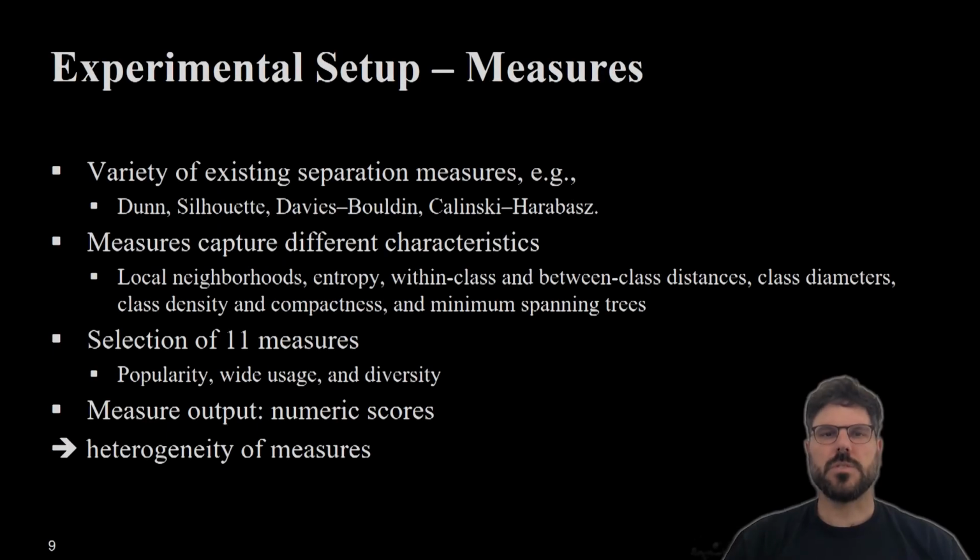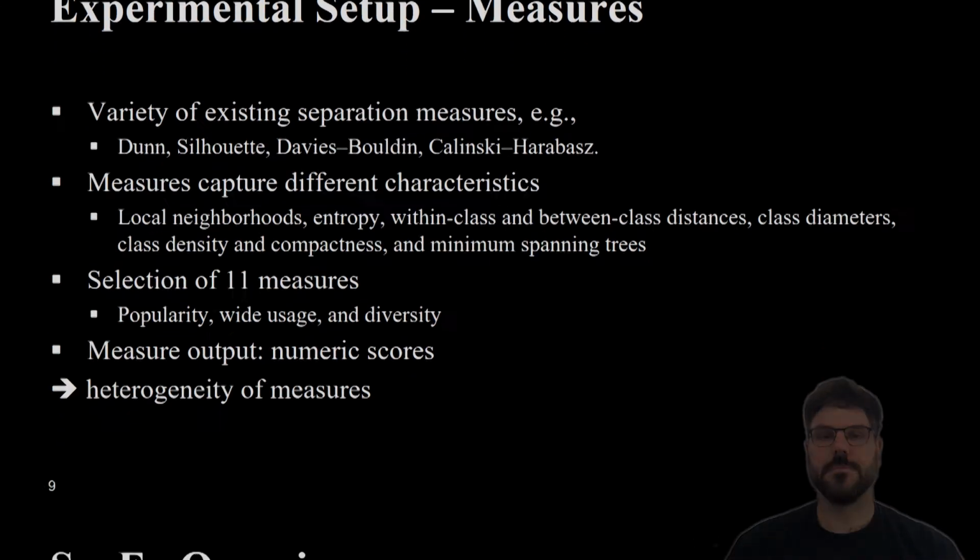A large set of separation measures has been proposed in the past. They differ by the characteristics they seek to capture. Some focus on local neighborhoods, others use entropy, within class and between class distances, or minimum spanning trees. For our experiment, we picked 11 of these measures based on their popularity and diversity. While all of them put out a numeric score, they do that on different scales. In practice, this makes comparing them quite hard, especially if you have more than a few datasets.